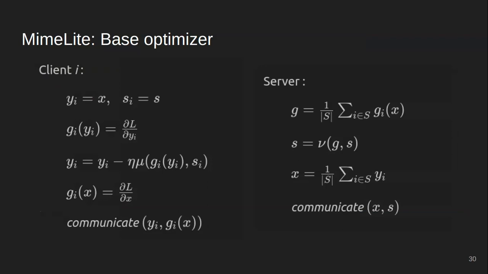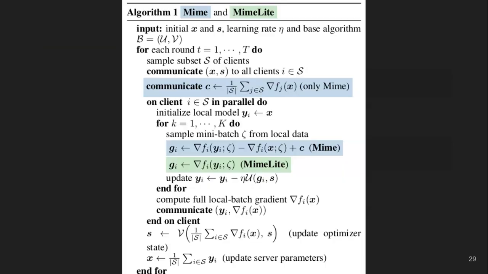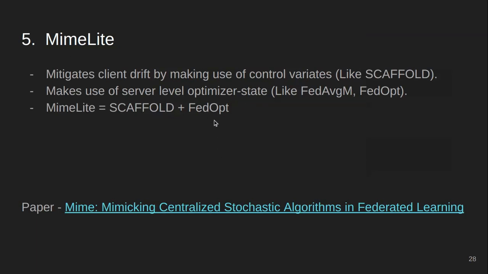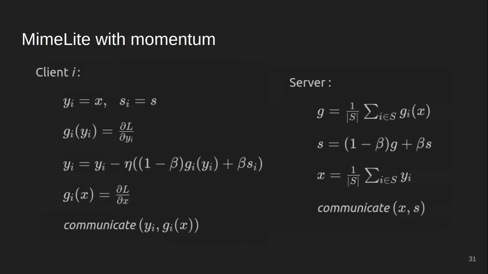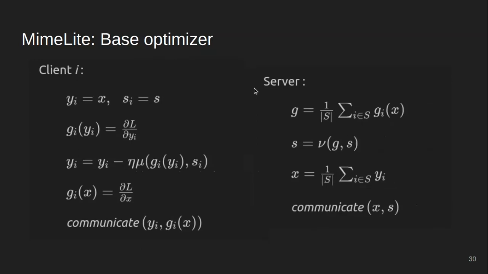As you can see, MIME-Lite makes use of FedOpt. In the case of FedOpt, we have several adaptive optimizers. In my implementation, I have used the momentum method. We can also make use of any kind of adaptive optimizer which has a state. Here the client will be initialized with x and s_i. S is the control variate in SCAFFOLD, but in the case of MIME-Lite it's just an optimizer state. Then we compute the gradient, which is this term, and y_i is the update rule for the local model.